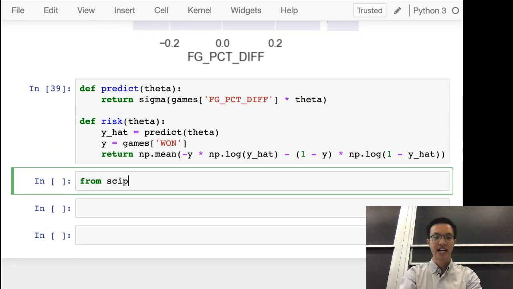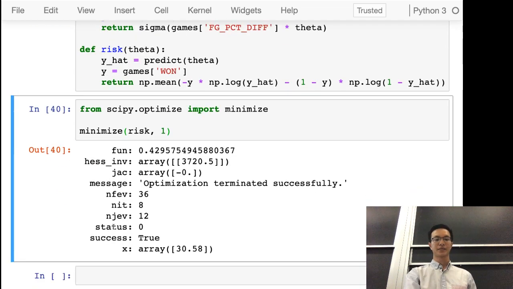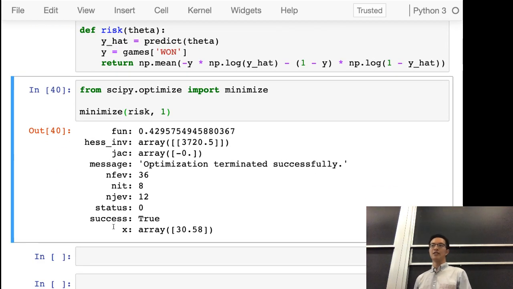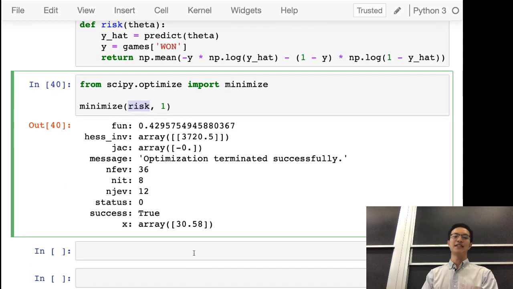What I can do here is I want to minimize our risk. And to minimize our risk, optimize, I can import a minimizer function from SciPy, and I can say, let's minimize our risk using a theta value. We'll just guess a theta value of 1 to start. Okay, so what this does underneath the hood is run a version of gradient descent to minimize the risk, and it found that the best value of theta is 30.